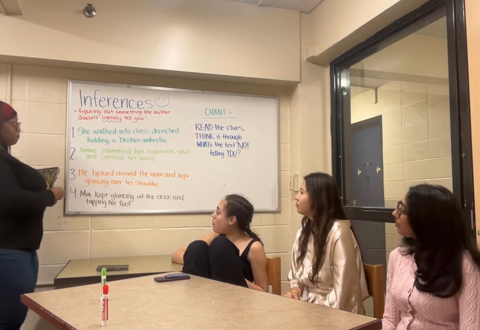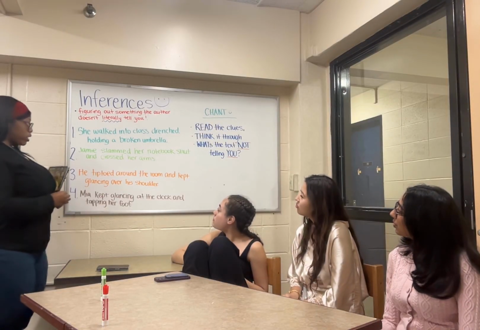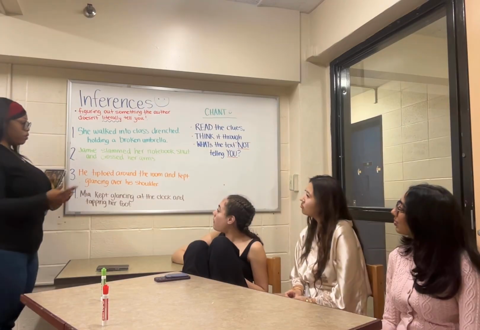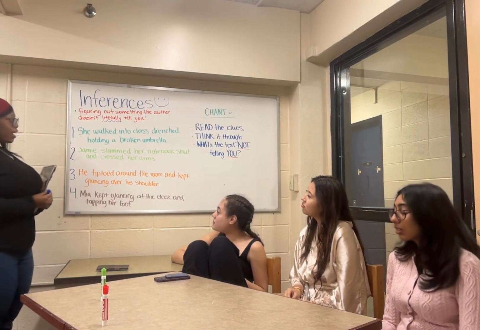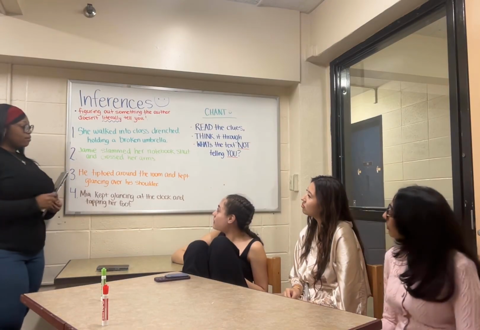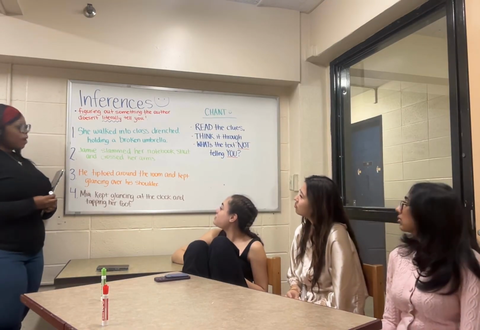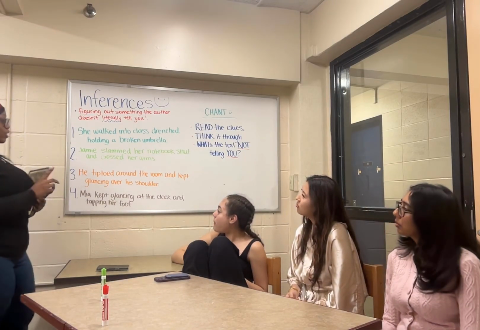So let's look at number one. She walked into class drenched, holding a broken umbrella. What can we infer about this sentence? Maybe she fell in the pool. Okay, I can see that. What made you think that? Because it says that she's drenched. Okay, that's really nice. So you're looking at the clues.